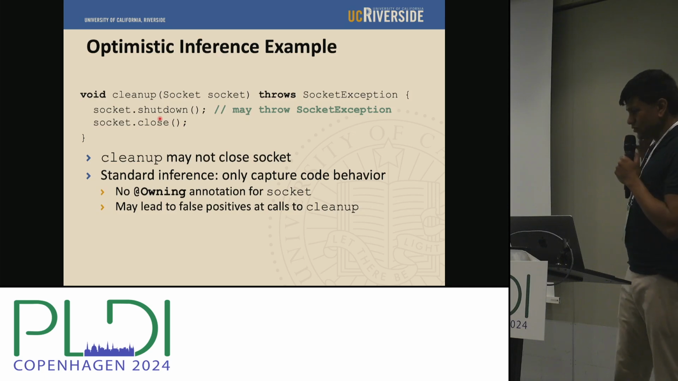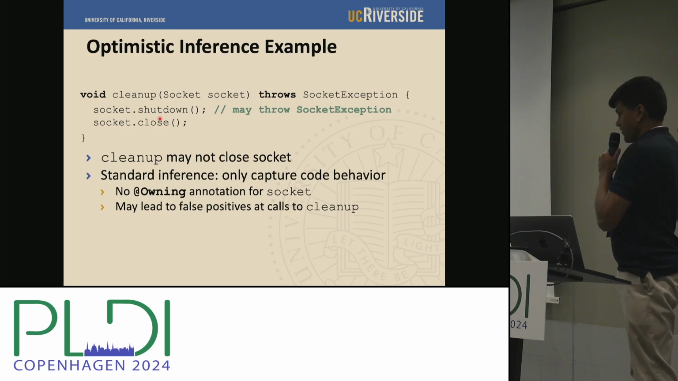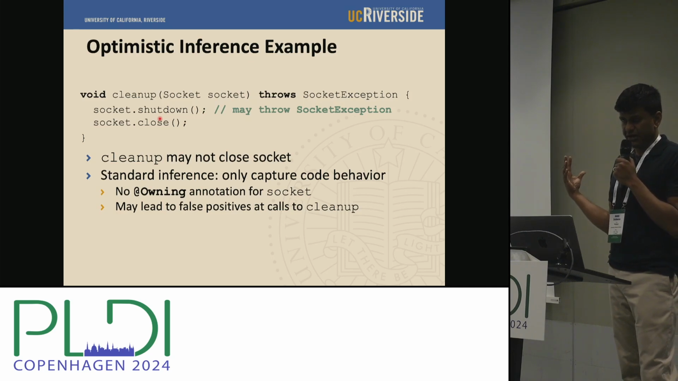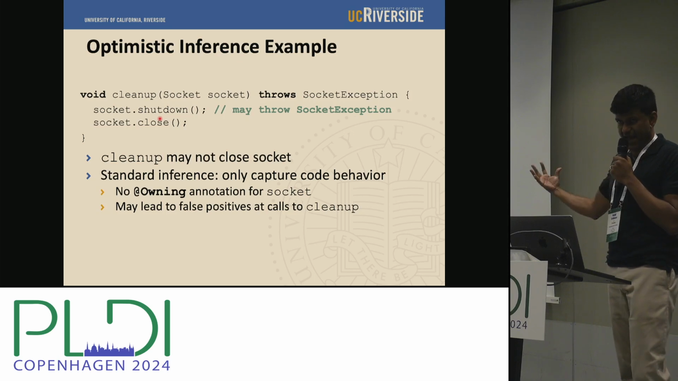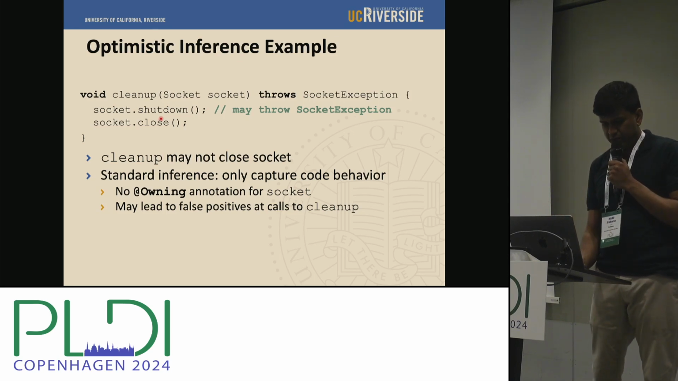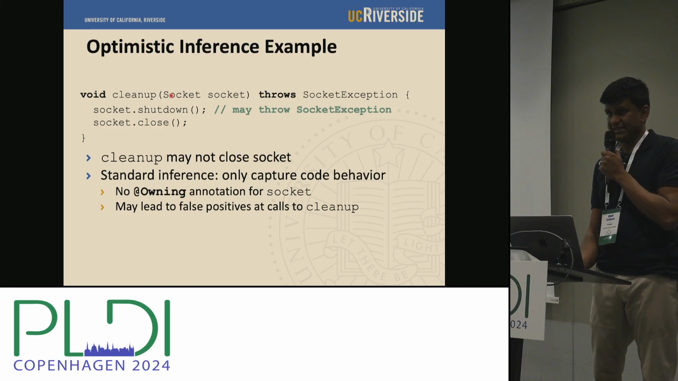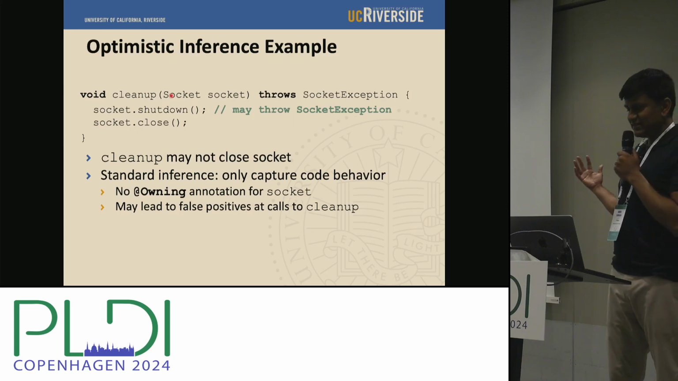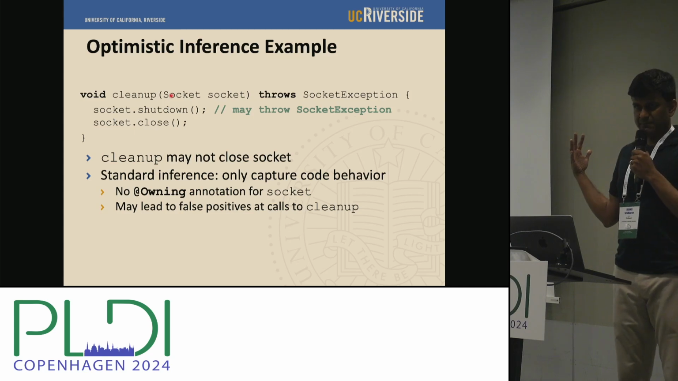I think most of the time, it's trying to infer behavior that's reflected in the code, right? That we try to infer annotations that we think actually match what the code does. And if we approached inference that way, we would not infer an owning annotation on this parameter, right? Because it's not guaranteed that this method is always going to close the socket. But in practice, that led to a bad outcome, right?